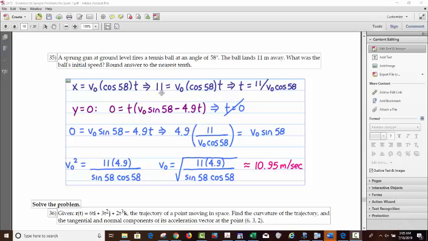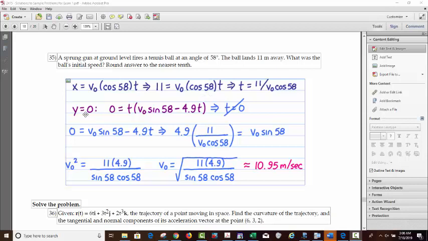You see the problem is we have one equation but two variables. So we're going to have to take the y equation and also get it in terms of t and v0. Then we would have two equations, two unknowns, and we can solve it by substitution. So I've taken this equation and solved it for t in terms of v0, because I want v0 to be the variable we're solving for, eliminating the t. So t equals 11 divided by v0 cosine of 58.